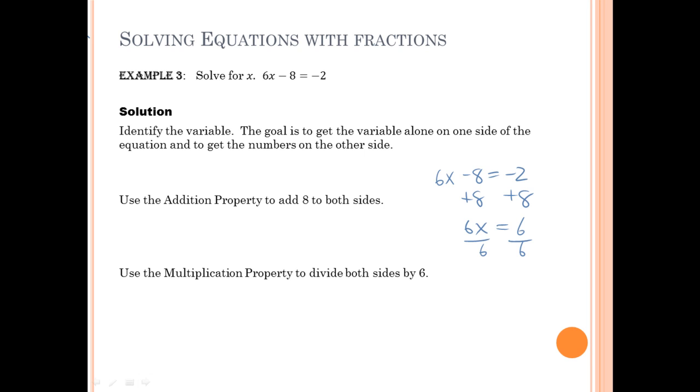So dividing both sides by 6, on the left side, we have 6 divided by 6, which is 1, so we have 1x, which is x. And on the right side, we have 6 divided by 6, which is 1. Notice that at this point, we have the variable alone on the left side and the numbers on the right side. So we have solved the equation for x, so the answer is x equals 1. Now we want to check our answer. So we put 1 in for x and simplify both sides. Since this is the same number, we know that we have the right answer. So our answer is x equals 1.